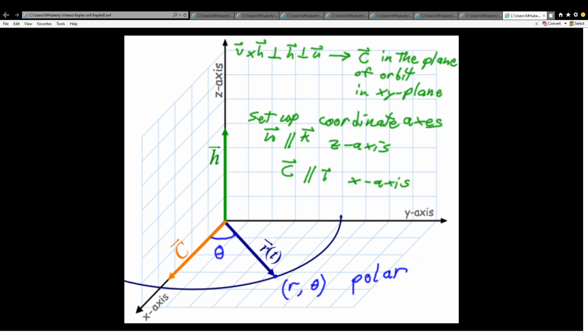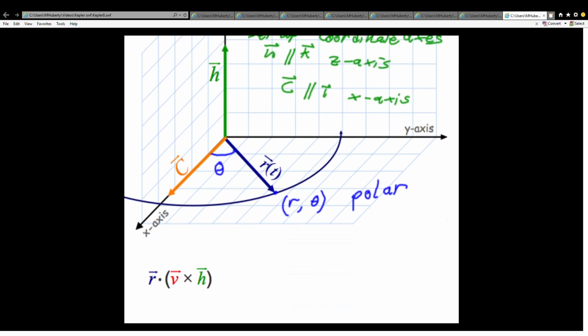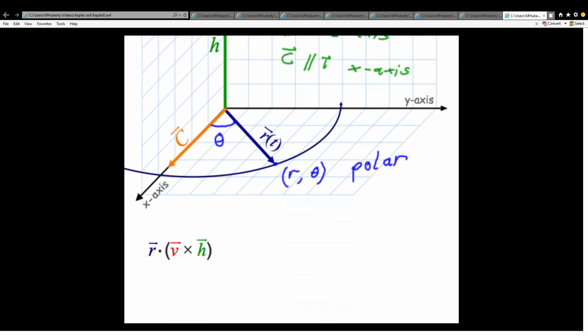Now with that in mind, we're going to do another one of these, not my idea, but a Newton-inspired idea, of taking r dot v cross h. Again, not something you would just think of off the top of your head, I don't think. So we're doing this dot product, position vector dotted with the cross product of v cross h.